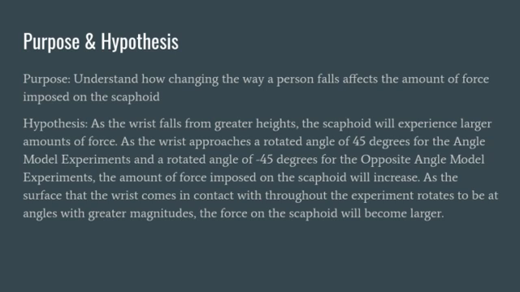They were, as the wrist falls from greater heights, the scaphoid will experience larger amounts of force. As the wrist approaches a rotated angle of 45 degrees for the angle model experiments and a rotated angle of negative 45 degrees for the opposite angle model experiments, the amount of force imposed on the scaphoid will increase. And finally, as the surface that the wrist comes in contact with throughout the experiment rotates to be at angles of greater magnitudes, the force on the scaphoid will become larger.